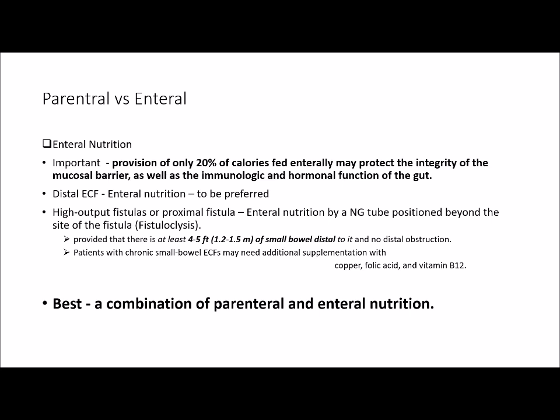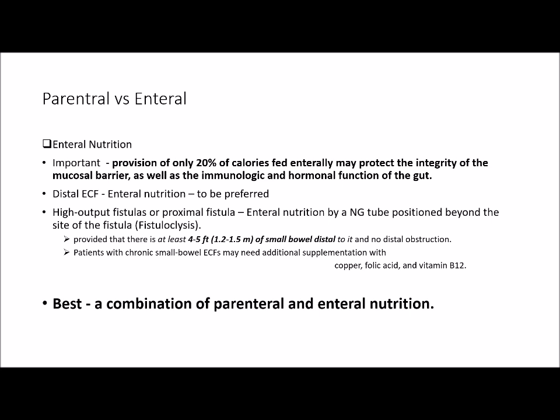But what has to be remembered is that there should be at least 4 to 5 feet of distal small bowel remaining without intestinal obstruction before you can afford to put something into the distal bowel. Number 2, patients with chronic small bowel ECFs may need additional supplementation of what? Copper, folic acid, and vitamin B12. And that is why, to sum it up, it's always better to start with a combination of parenteral and enteral nutrition and later on shift purely to enteral nutrition.